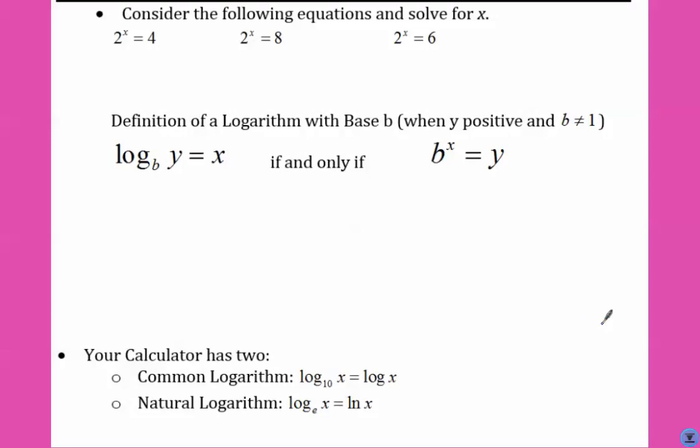All right, today we're going to be learning about graphing logarithms, but before we can graph logarithmic functions, we need to talk about what log means. So let's say we had these equations here. 2 to the x power equals 4. Well, we know that 2 squared equals 4, so we would know that x equals 2.